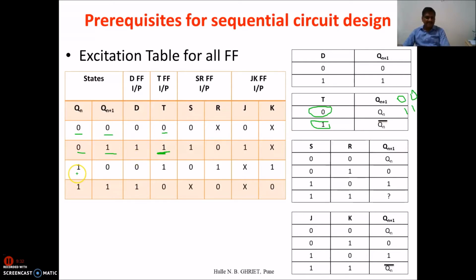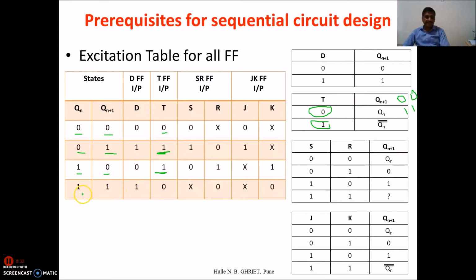Similarly, in this case the present state is 1 and the next state we want to be 0. That's why we are complementing the state, which means again the input should be 1. Here the input should be 1 in that particular case for the T flip-flop.